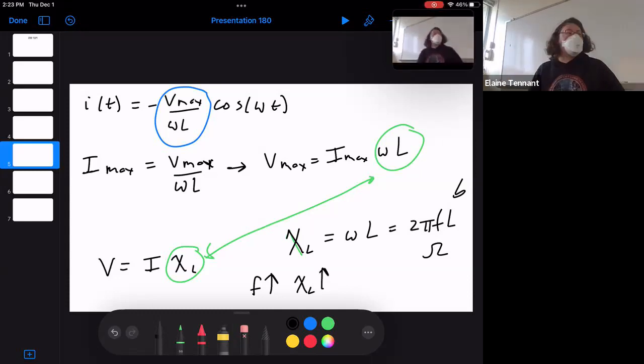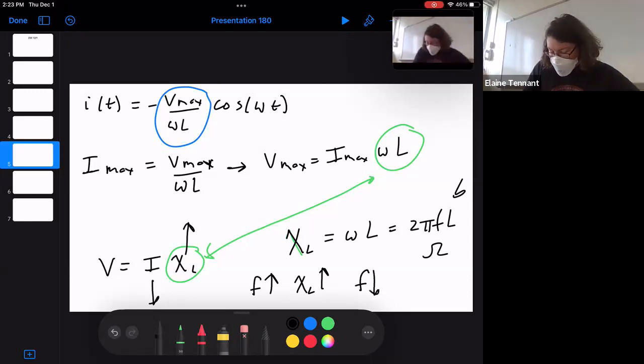If it's got a big reactance, does it want to let a lot of current pass, or does it not want to let a lot of current pass? So if I have some voltage here, current will decrease. So if my reactance goes up, current has to go down. And we can, of course, say the opposite for low frequencies. If my frequency goes down, my reactance goes down. And so my current would increase in that case.